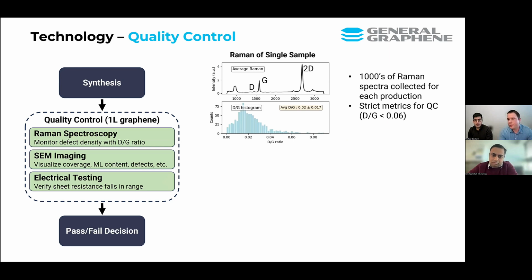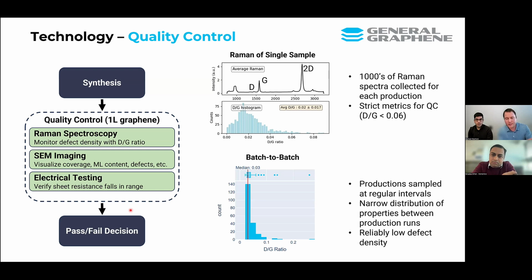Here I show an example Raman from a sample from our production run. The average Raman spectrum is shown at the top there. For every production run that we sample, we actually collect thousands of Raman spectra in a map format. Below is a more statistical histogram of extracted D to G ratios, which again is indicative of defect density. What we show here is a relatively narrow distribution that's low. And so we have strict metrics where we're seeking a D to G ratio below 0.06.